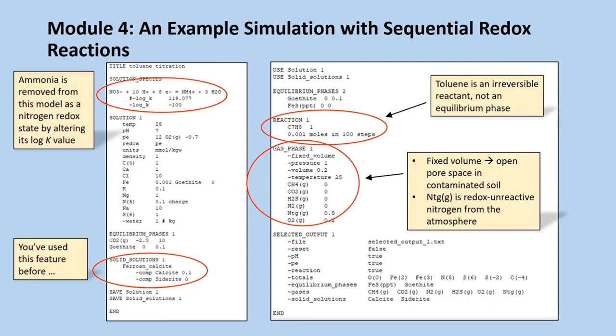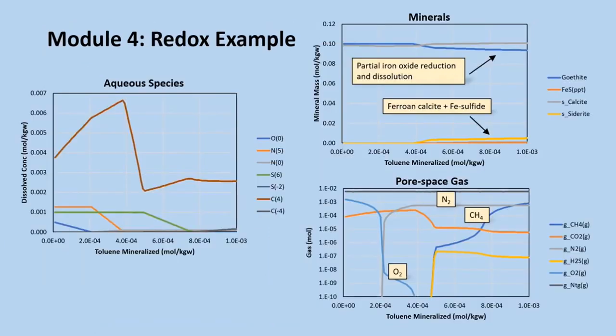Again, there are always choices to be made with FreakC as to which assumption can be justified for a given purpose. Here are some summaries of the model results for the aqueous phase, mineral phases, and the gas phase, all shown as a function of the amount of toluene mineralized all the way to CO2. The results are pretty much what you would expect based on experience if you are a contaminant hydrologist.